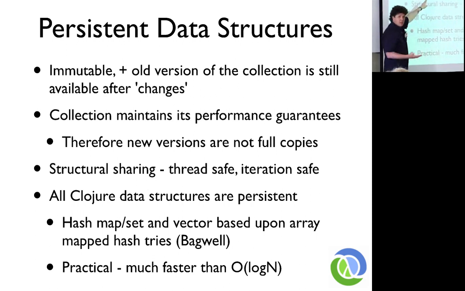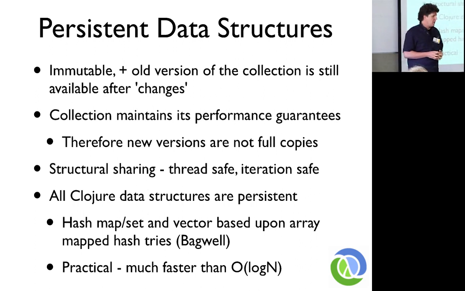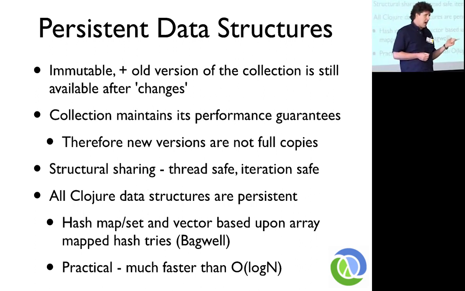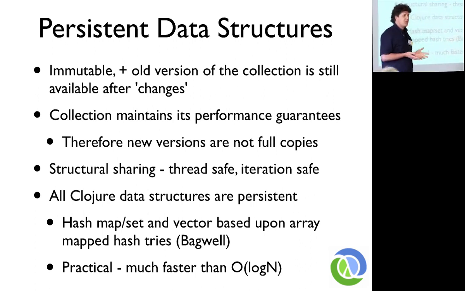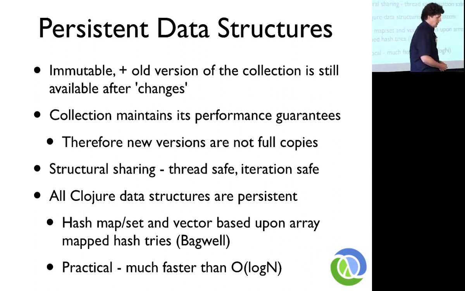So they can't be full copies. Making that copy can't take a linear amount of time, or that wouldn't match the performance guarantees. So, of course, the trick is to use structural sharing. But it ends up that vectors and maps are hard. Persistent data structures, lists you see all the time, binary trees, red-black trees, easy. But log n is usually the best you can do.